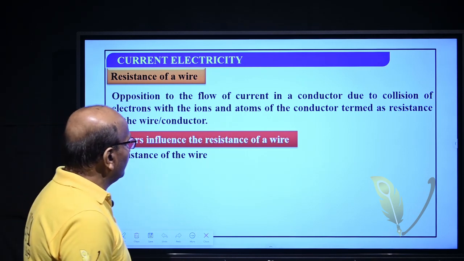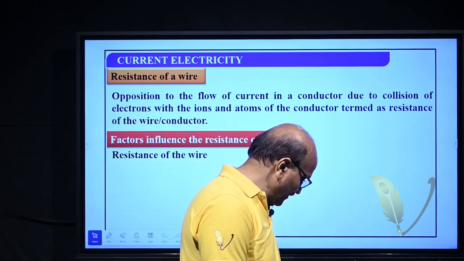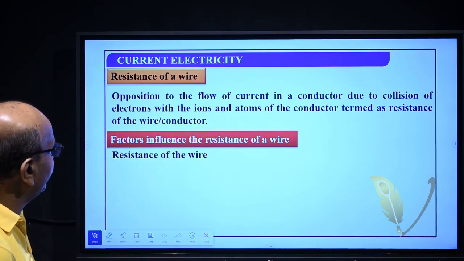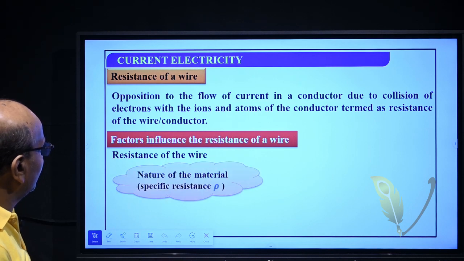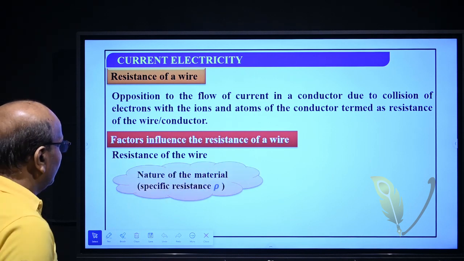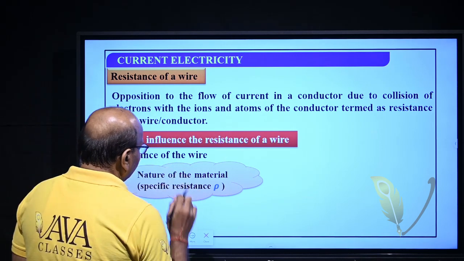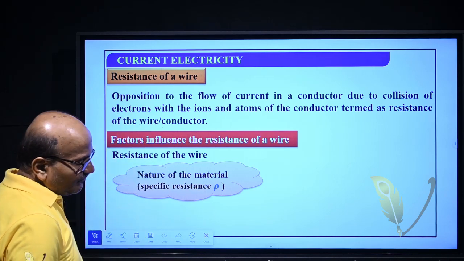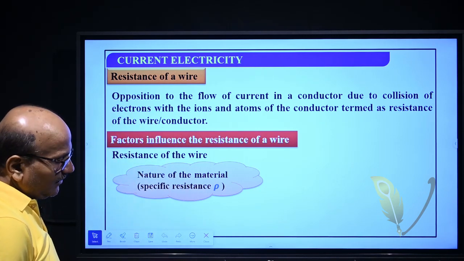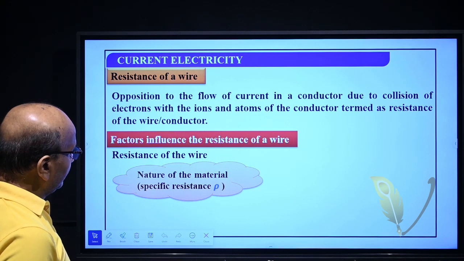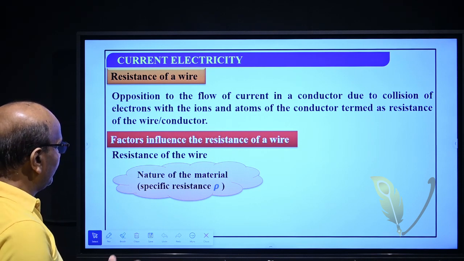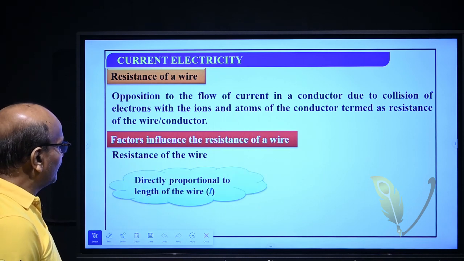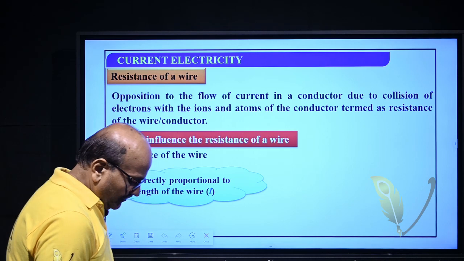Now we will see what the factors influencing the resistance of a conductor are, that is, on which factors the resistance of a conductor depends. Resistance of a conductor depends on the nature of the material of the conductor, meaning for different conductors like iron, copper, aluminum, all materials have different resistances. Second, it is directly proportional to the length of the wire.